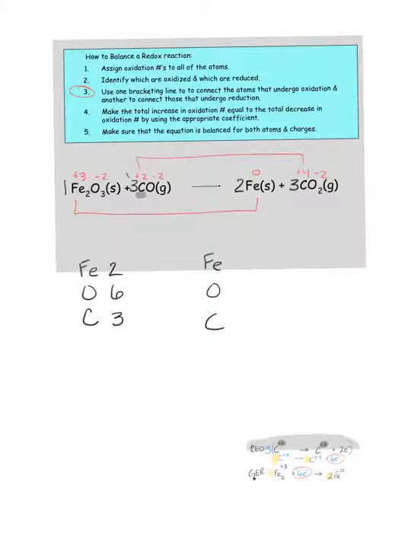On the other side, we've got 2 irons, 3 carbons, and 6 oxygens. So guess what? They're going to match. And because everything matches, we have a balanced reaction according to the redox method. Voila, 5.5 minutes.